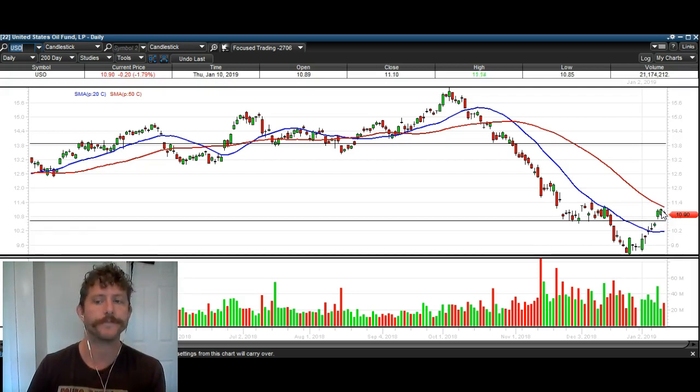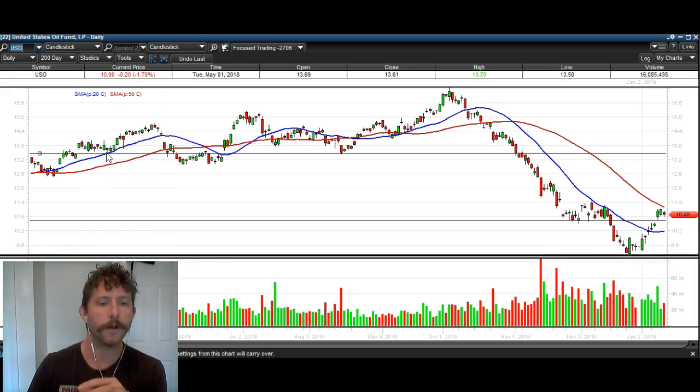So if oil holds these levels, I think we can get at least another nice little pop out of oil. Okay, false breakdown. You've seen it work here, you've seen it work back over here, back over there. We broke back over it right there. Same thing happened here. Clear level of support. Broke the support and then broke right back over it.